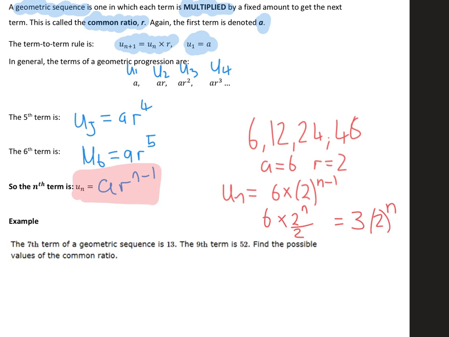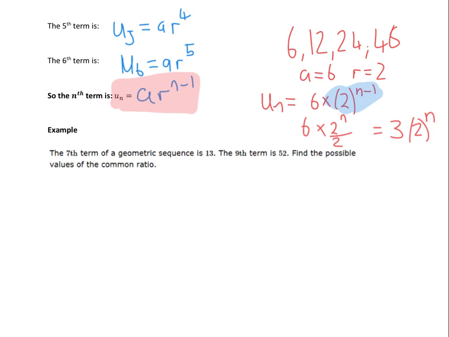It's up to you. Just like with the arithmetic one, you can expand the bracket. With this one, you can split up the power. So if there's a takeaway in the power, that means when I split it up, it turns into divide. So 2 to the power n divided by 2 to the power 1.